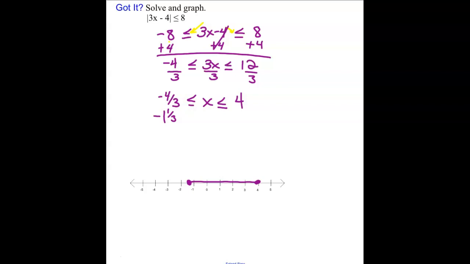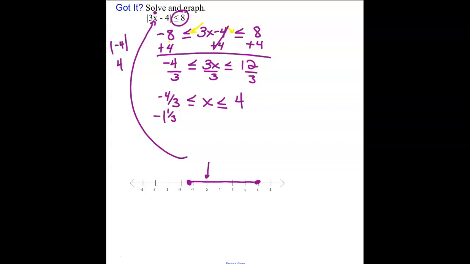Again, we can pick a number to plug in. For example, let's say we try this 0. It is shaded here, so it's implying that it's a solution. Let's plug it in. If we put 0 in here, 3 times 0 is 0, minus 4 is negative 4. The absolute value of negative 4 is 4, and 4 is less than or equal to 8. So it does work.